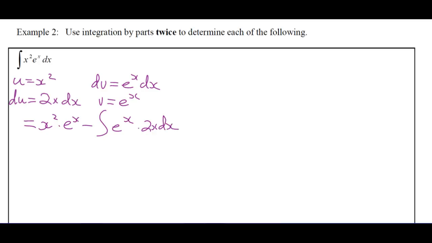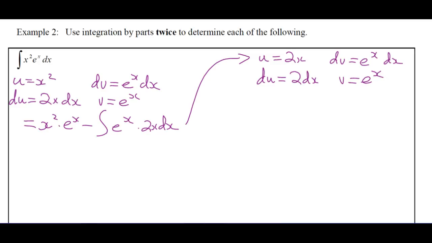Well, what's the problem? The problem is, this is a product. So we're going to do it again. Right? We're going to do integration by parts. We did it on the first product, and now we've got another integral to find. So let's kick over here. All right, this time, u is equal to 2x, and du is equal to 2 dx. And dv is e to the x dx, and so v is e to the x.